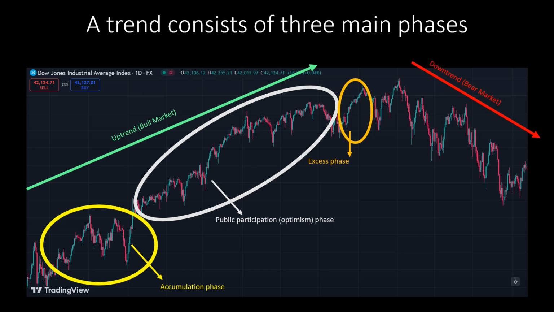After that comes a downtrend. It initiates with a distribution phase. Just like the accumulation phase, the major investors begin to pull their cash out of the asset by selling the asset to the small players.